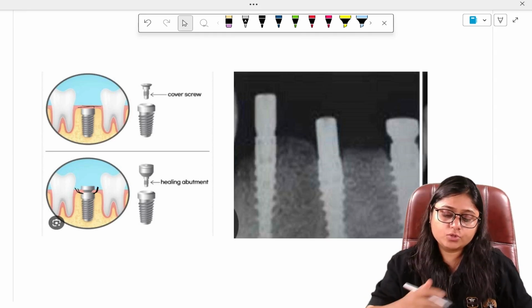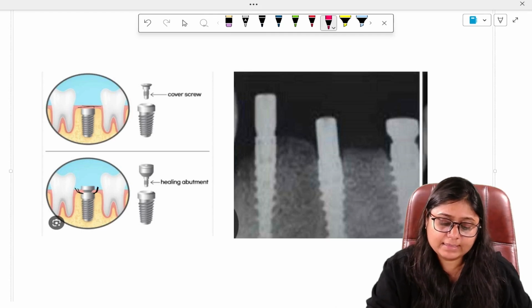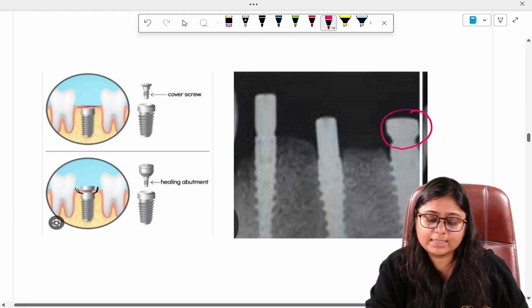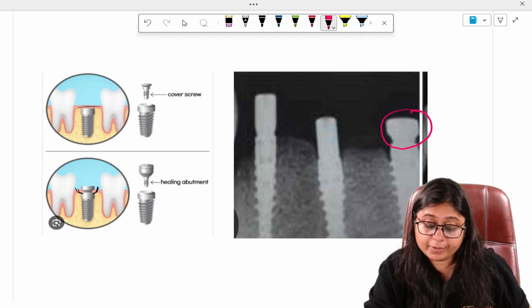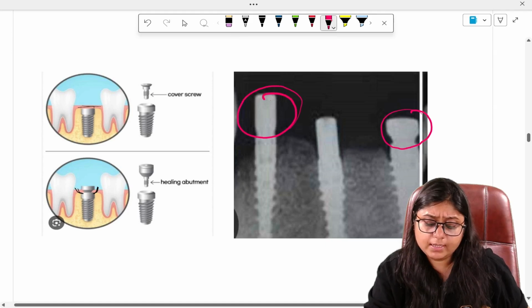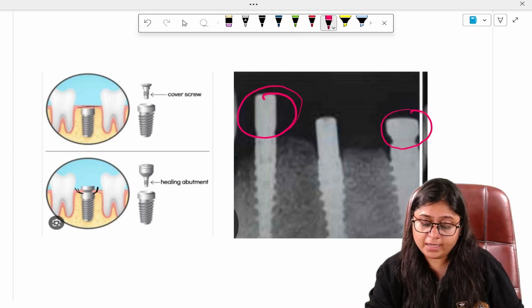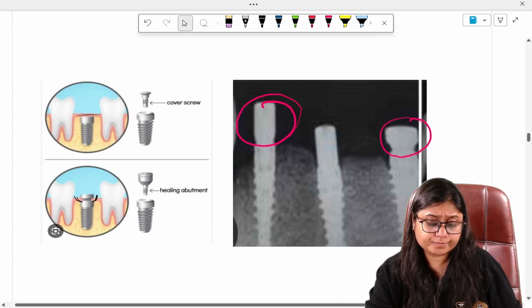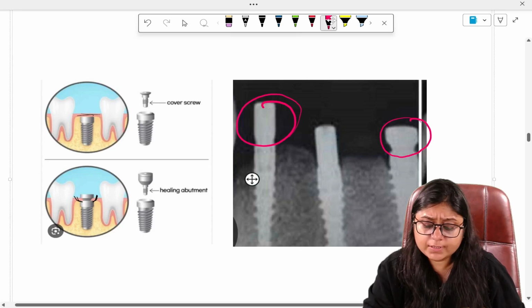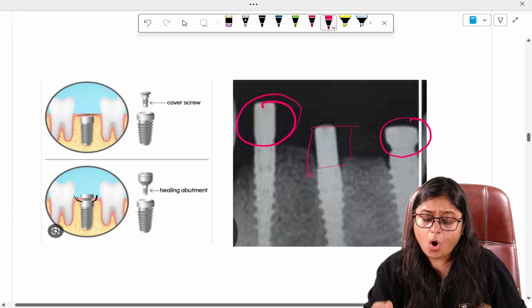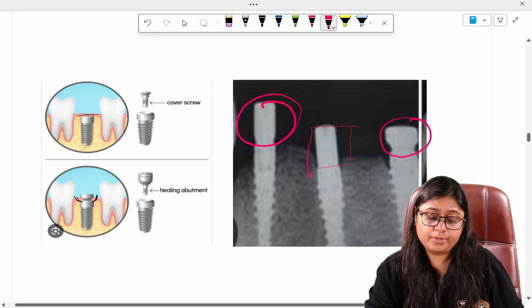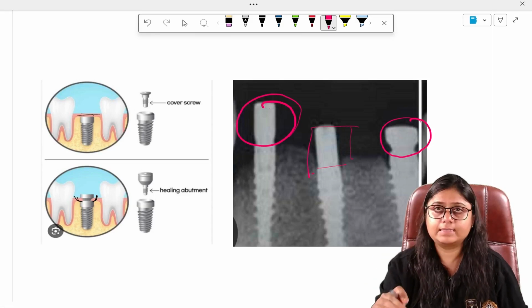Okay, so here in the X-ray, you can see that this part which you see here is coming out of the tissue, and this is a healing cap. This part which is completely out and it is straight, this is the abutment. An abutment is longer than the healing cap, and we can take the impression of it. Okay. This part which you see here is also a type of abutment. Okay, but the height is less.